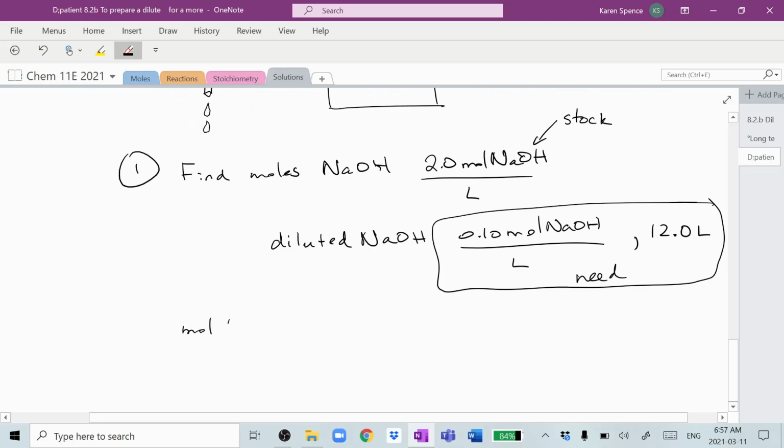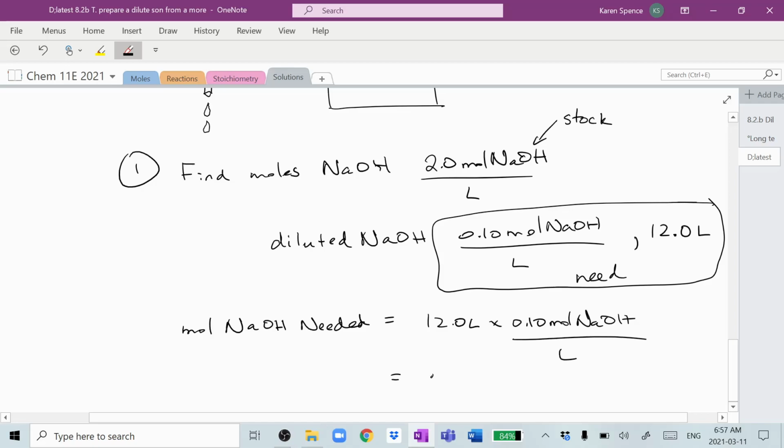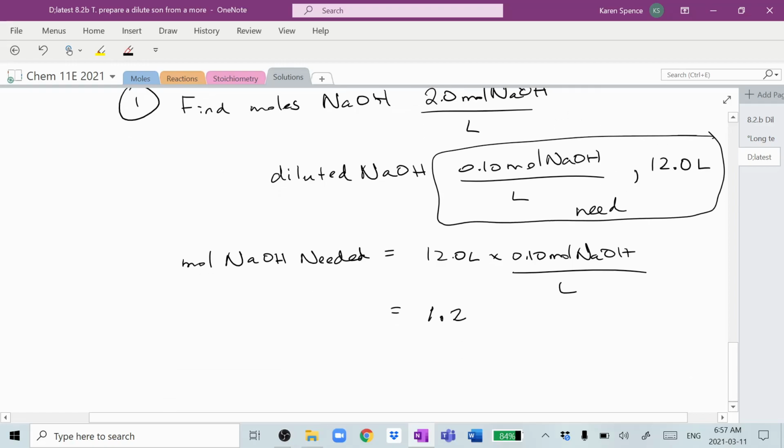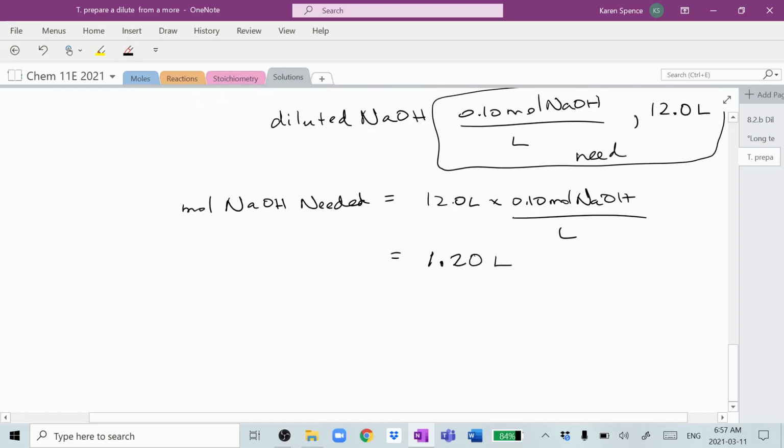So the moles of NaOH needed is equal to 12.0 liters times 0.10 moles of NaOH per liter, and that gives me 1.2 liters, 1.20 liters. I'm playing really fast and loose with my sig figs here because I know I've got only 2 there, but that's okay, whatever. We're not going to worry about it too much right this second. And now that's how much I need. Oh, why did I write liters? That's not liters, that's moles.